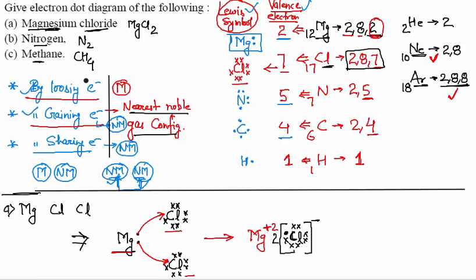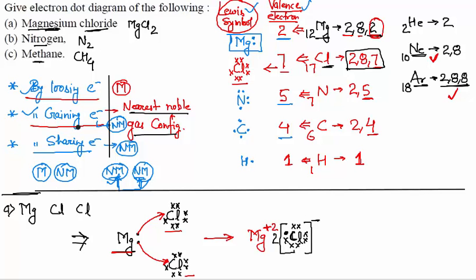Now the second part was your nitrogen, N2. So look at this. Your B part is N2. How many atoms of nitrogen are here? One atom, and this one is again one. Now look at this nitrogen. Both are non-metals, and nobody is ready to lose electrons. Both are ready to either gain electrons, or if someone is ready to lose electrons, then the other will gain, or they are ready to share electrons. So in this case they will share electrons.